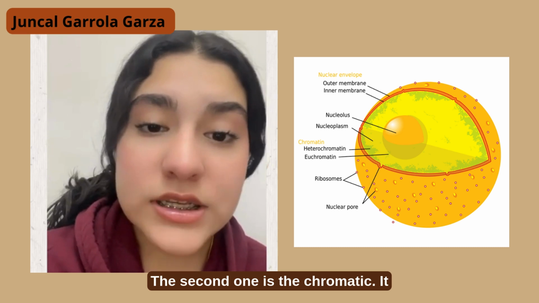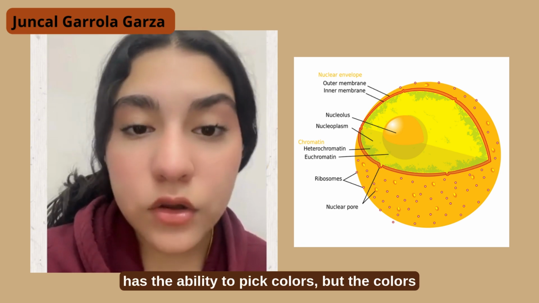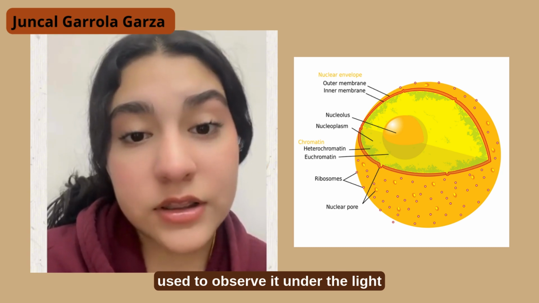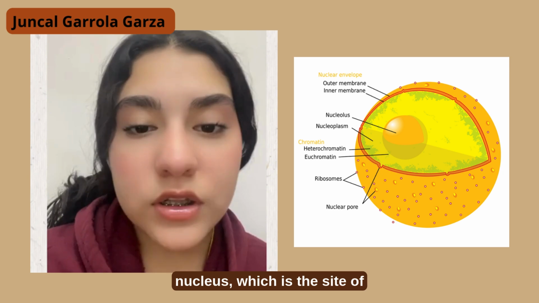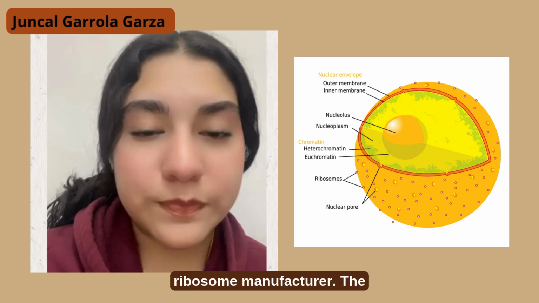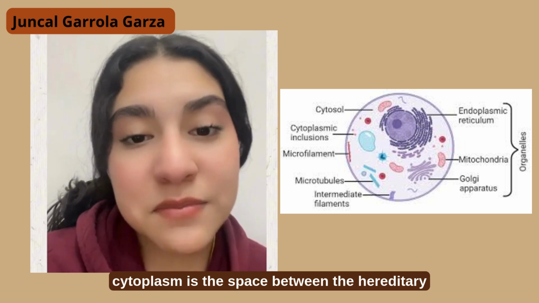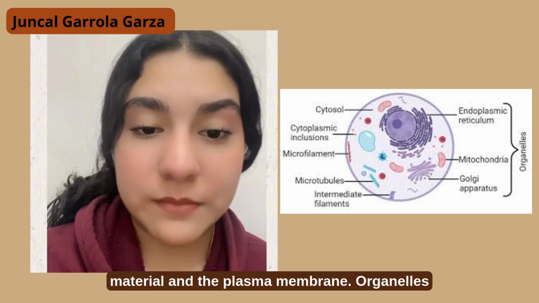The second one is the chromatin. It has the ability to be colored by the dyes used to observe it under the light microscope. The third one is the nucleolus, which is the site of ribosome manufacture. The cytoplasm is the space between the hereditary material and the plasma membrane.